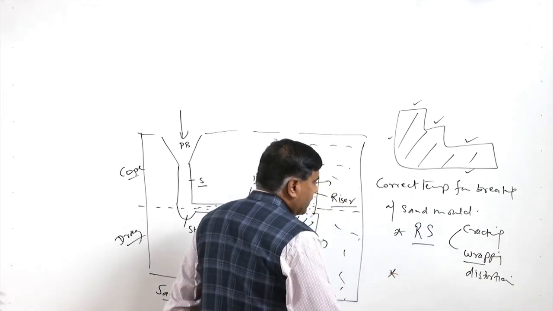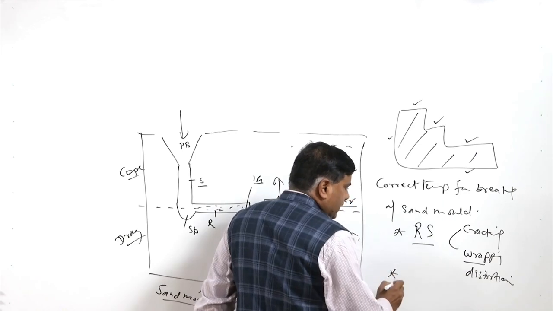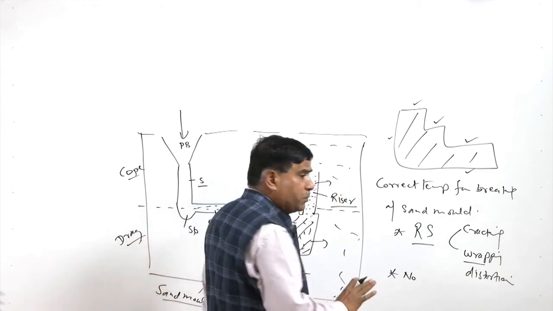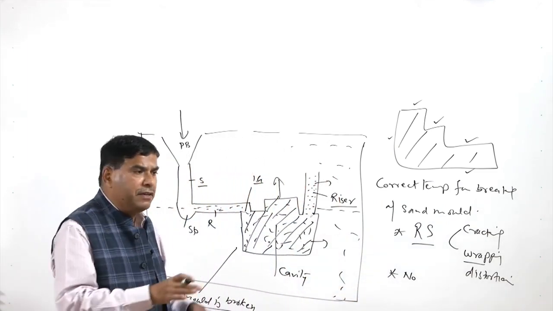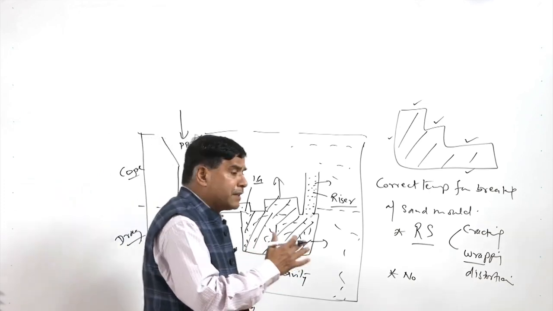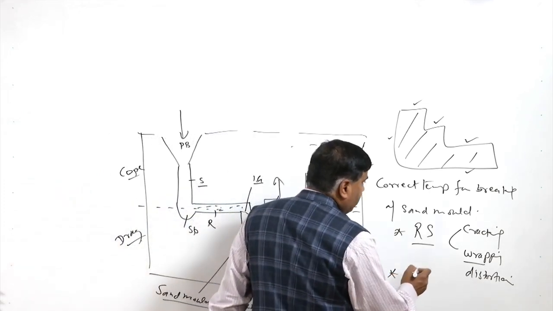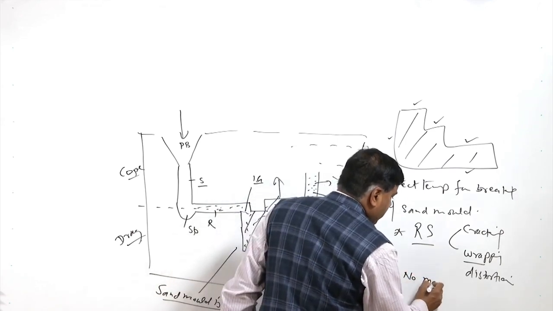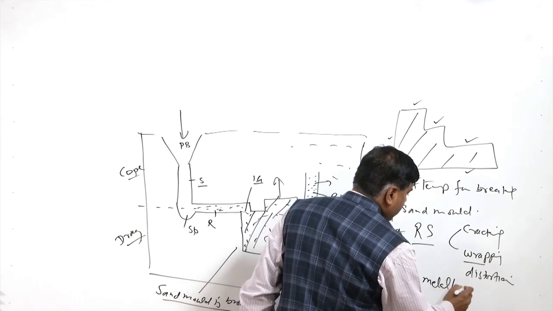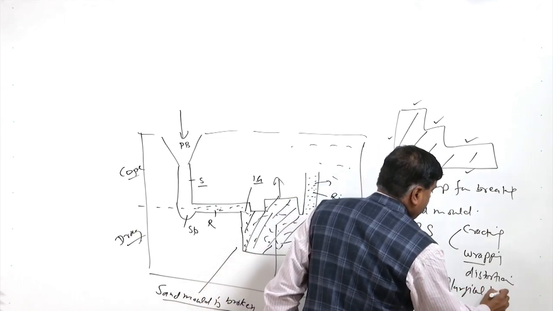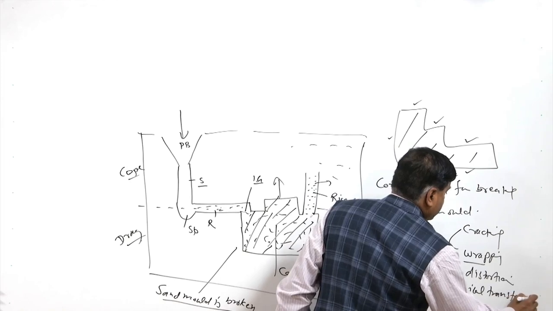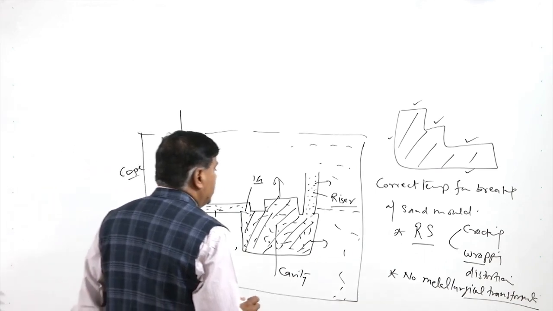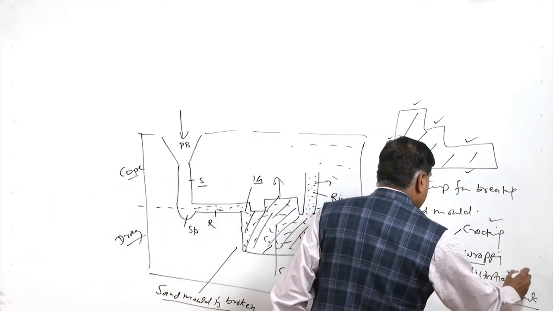Another thing is that no transformation should occur. The casting must be cooled down to such a temperature that thereafter, even if it is exposed to the air, there is no further metallurgical transformation. So, the temperature at which the mold should be broken should be such that no metallurgical transformations occur thereafter in the casting, so that it will not have any adverse effect due to the cooling rate. So, these are the two aspects.